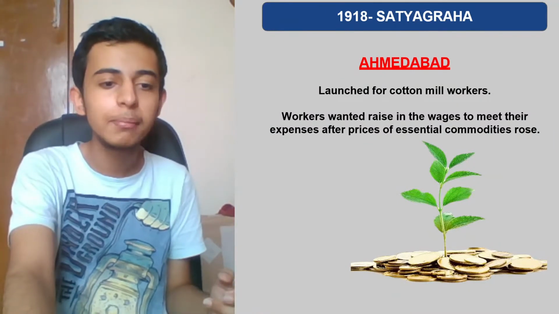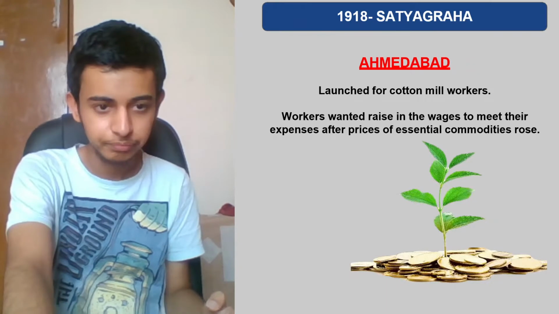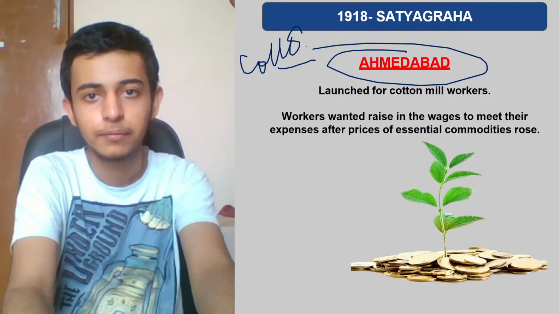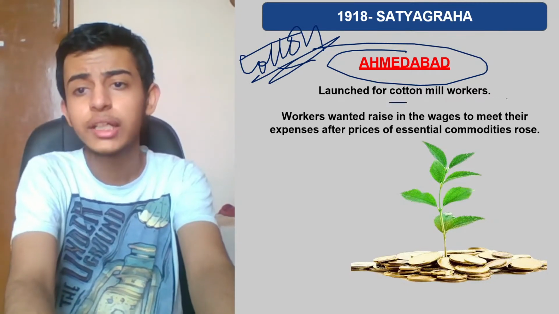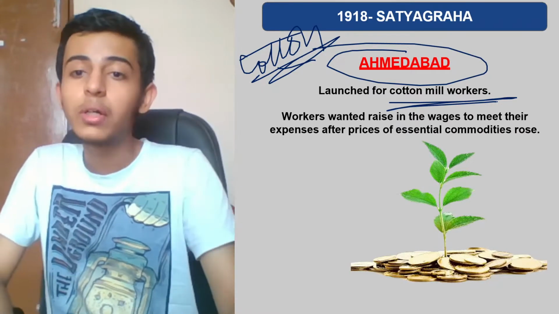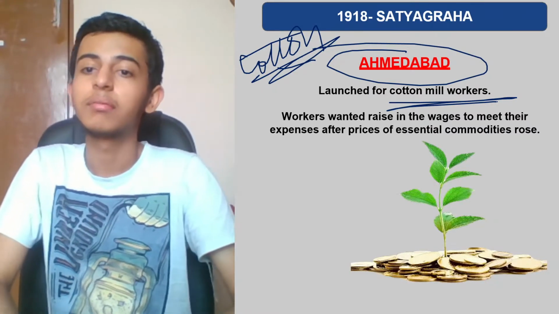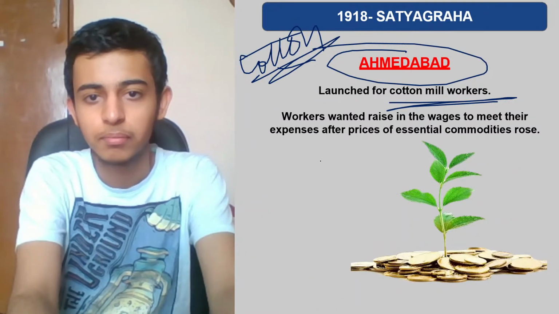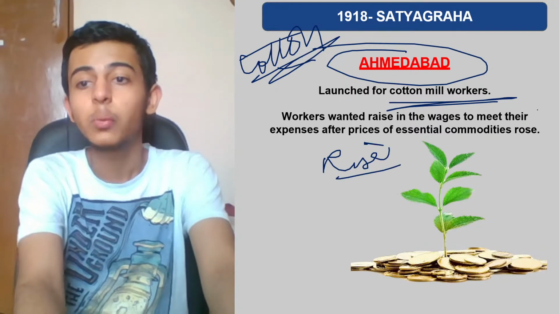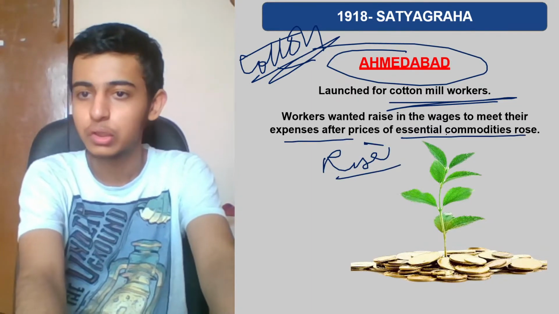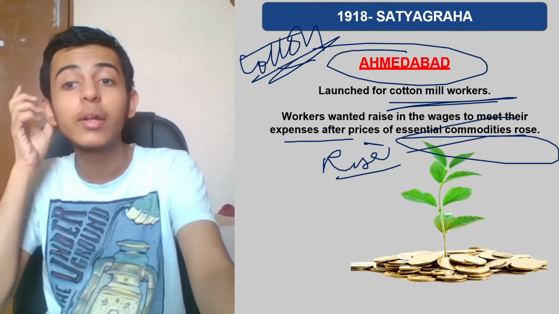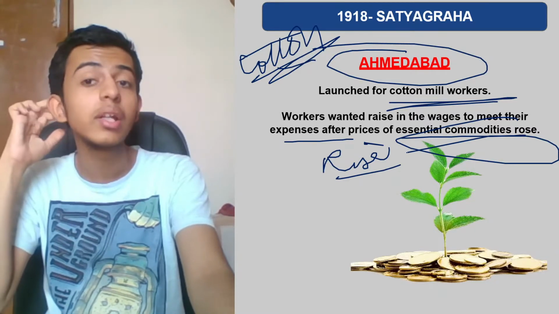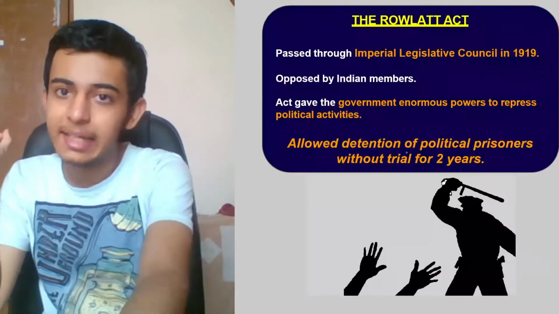In 1918, we have Ahmedabad. Now, Ahmedabad can be related with cotton. It was for the cotton mill workers, and workers wanted a rise in the wages to meet their expenses after prices of essential commodities rose. Since the essential commodities' prices rose, they wanted to increase their salary to meet their expenses.